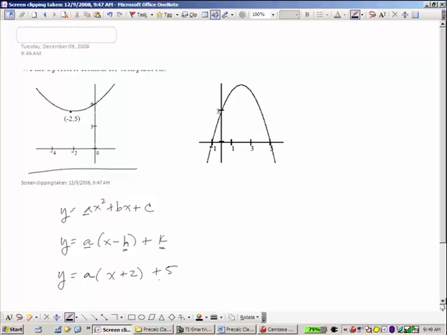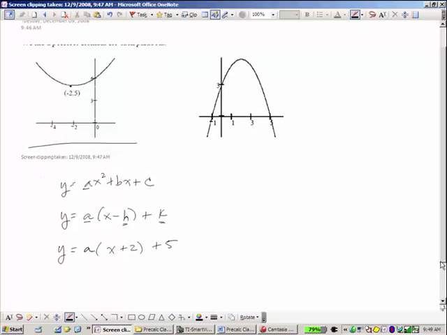Now, we still have this A. So the vertex helps us find part of the vertex form of a parabola, but there's still an A value. Now, sometimes the A value is 1, and we don't have to worry about it. Other times it's not. As a matter of fact, doesn't this parabola look like it's squished or flattened or something? Raphael, get your head up. Come on. There we go.